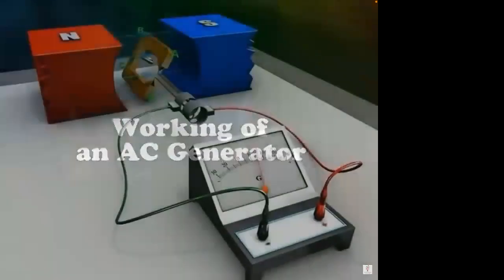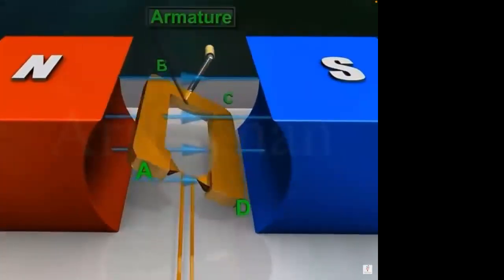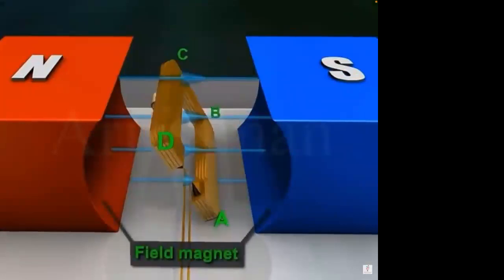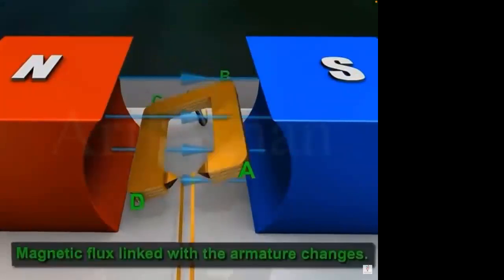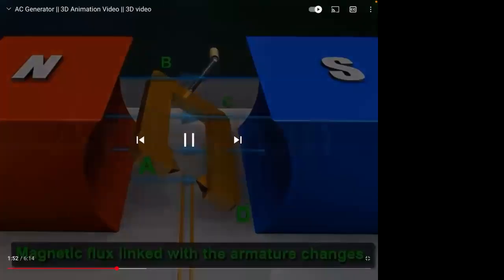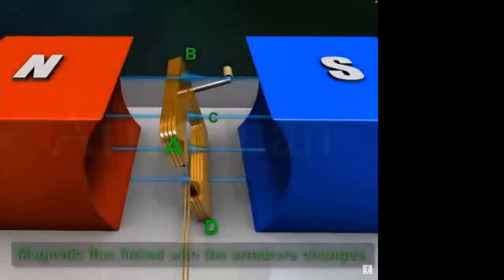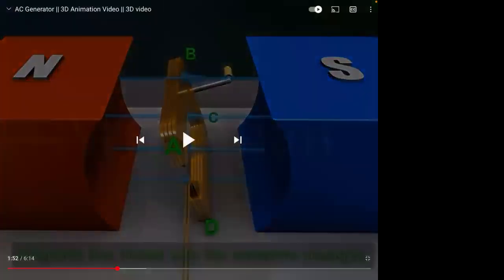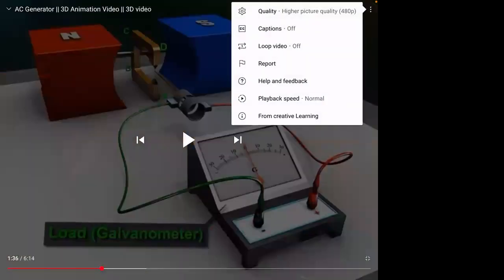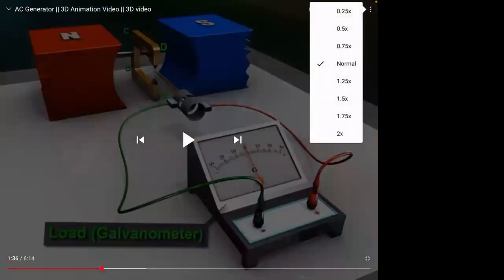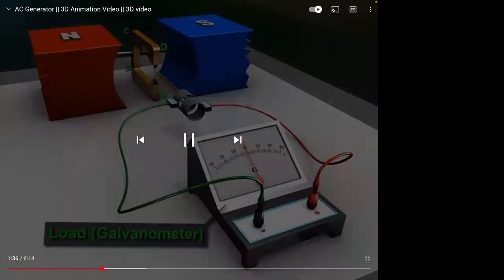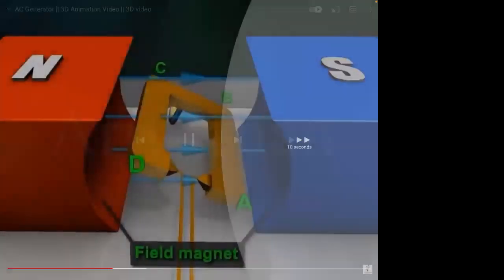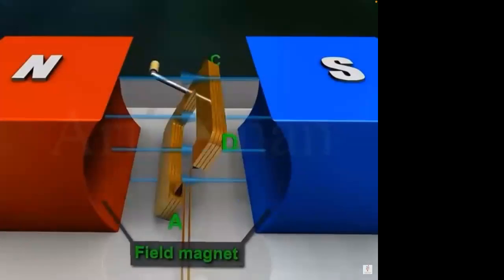Working of an AC generator. When the armature rotates between the poles of the field magnet, the magnetic flux linked with the armature changes continuously. Guys, are you able to understand that the magnetic flux is going to change with respect to time? Yes, sir. Now, I want to ask certain questions. I'm going to slow down the video again. In this case, how much is the flux? Or I will slowly rewind.